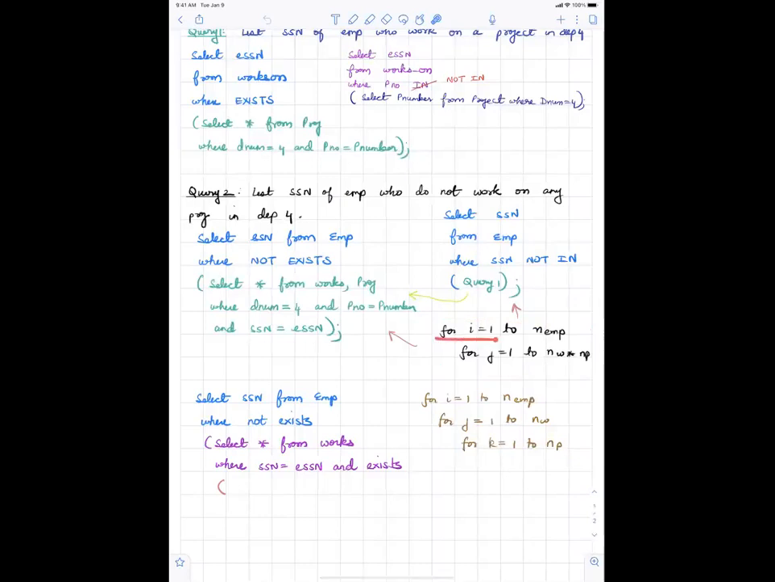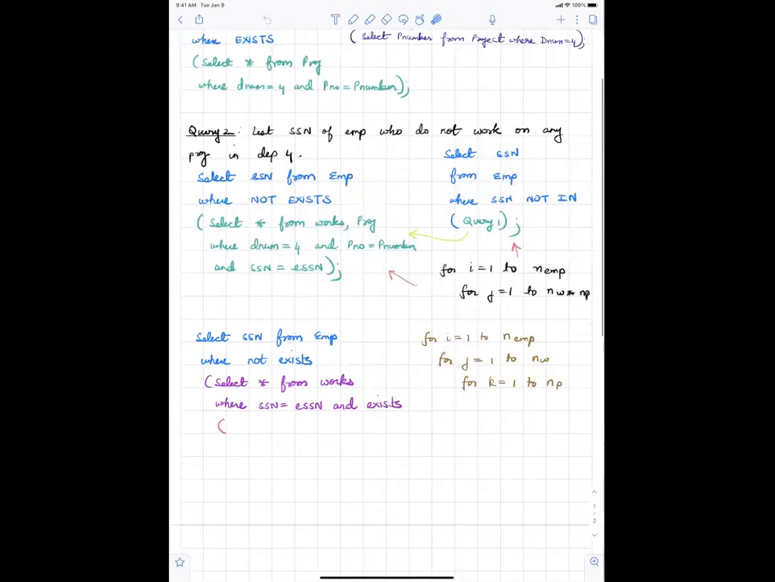So for I going from 1 to the number of employees, that's the outer loop. And then the inner loop is J going from 1 to the number of elements in the cross product of the works table and the project table. So that's the inner loop. The same thing you can do with 3 loops. That's what I wanted to show on the third one, and I think that's when we ran out of time.